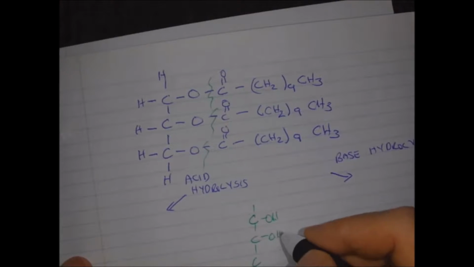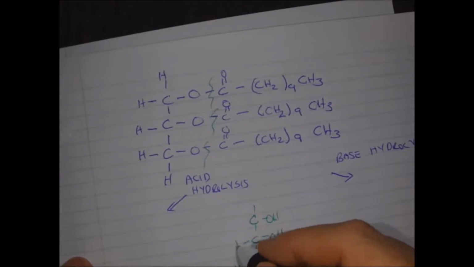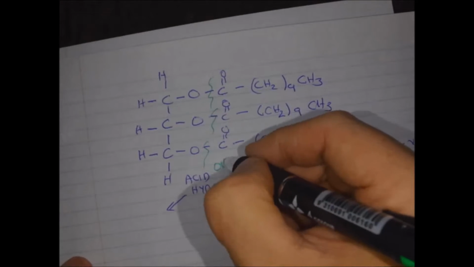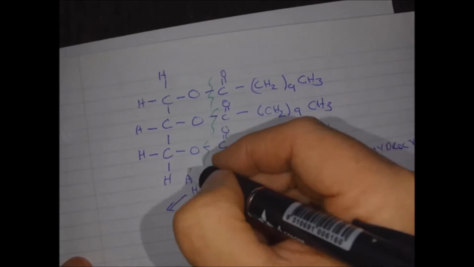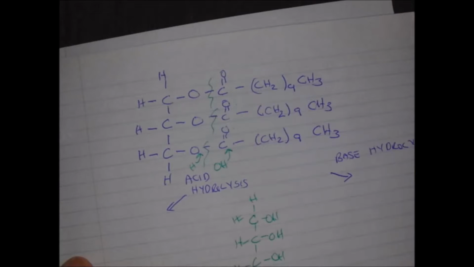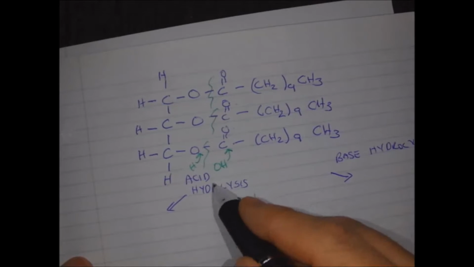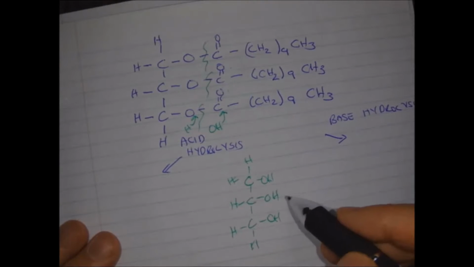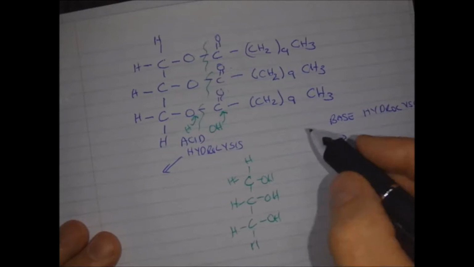Because under triglycerides, that is the only alcohol that we ever talk about. So again, we're basically putting OH back here, and we're putting an H back in here. So we're putting 3 waters back in every time, right? So under acid hydrolysis, we'll get the alcohol reforming, and under base hydrolysis, we'll get the alcohol reforming.